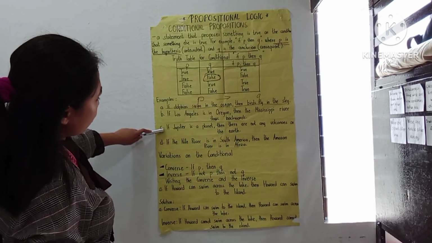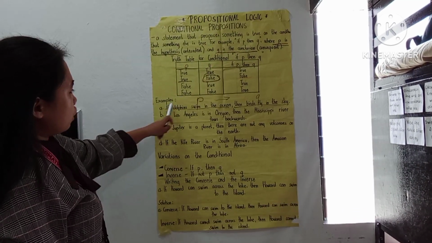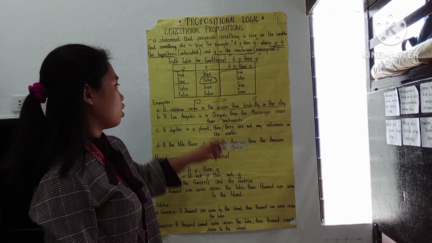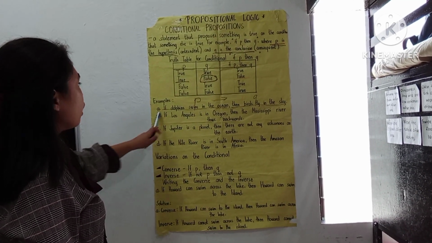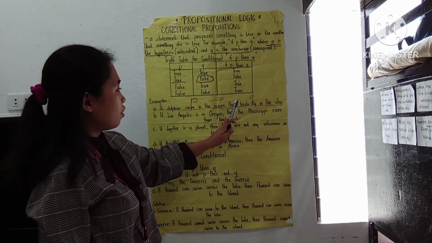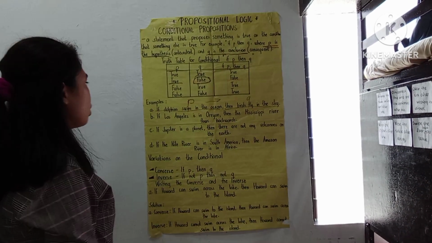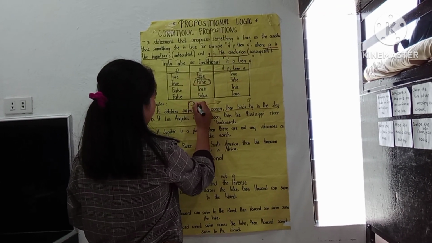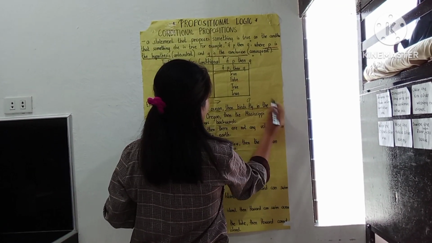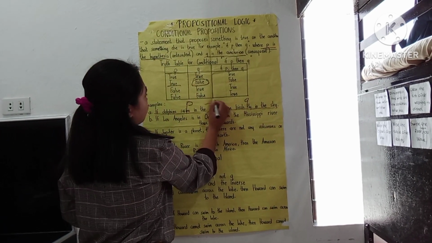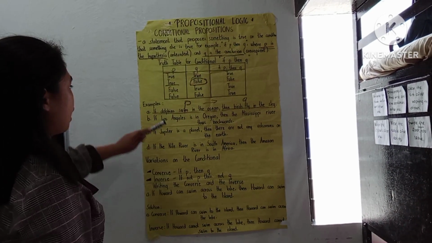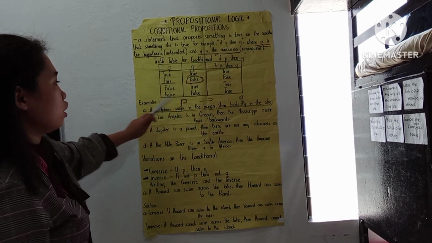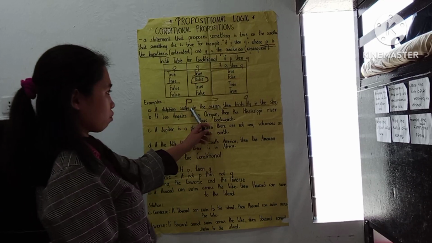So, here are examples on how to determine whether the conditional proposition is true or false. A. If dolphins swim in the ocean, then birds fly in the sky. If dolphins swim in the ocean is the hypothesis or P, then birds fly in the sky is the conclusion or Q. So, in this statement, both hypothesis and conclusion are true, so the conditional proposition is true.